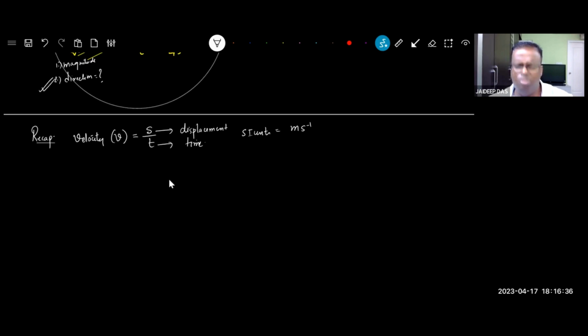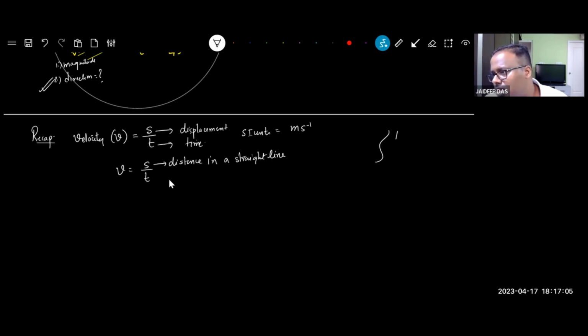Be very clear what all you have to say, because you are defining a vector quantity, right? So whenever you quantify velocity and you say S by T, somebody may say, sir, I would like to say it as S by T, but I will refer S not as displacement, but as distance. Then you need to add 2 more words. Distance in a straight line. That distance cannot be like this. The distance has to be straight line. Then only it is displacement over time. SI unit is meter per second.